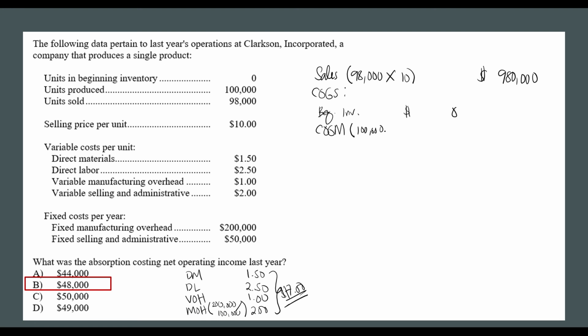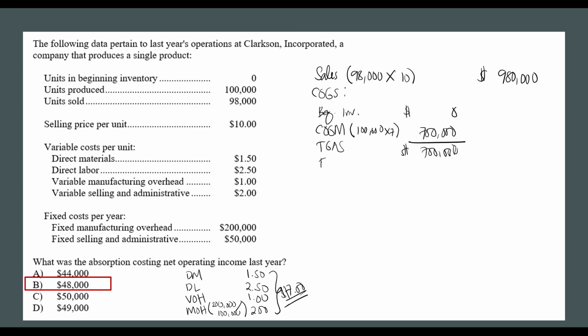So it's 100,000 units produced multiplied by the product cost under absorption costing of 7, it will give us a value of $700,000 as your cost of goods manufactured. So your TGAS, or your total goods available for sale, is still $700,000 since we don't have any beginning balance pertaining to inventory.